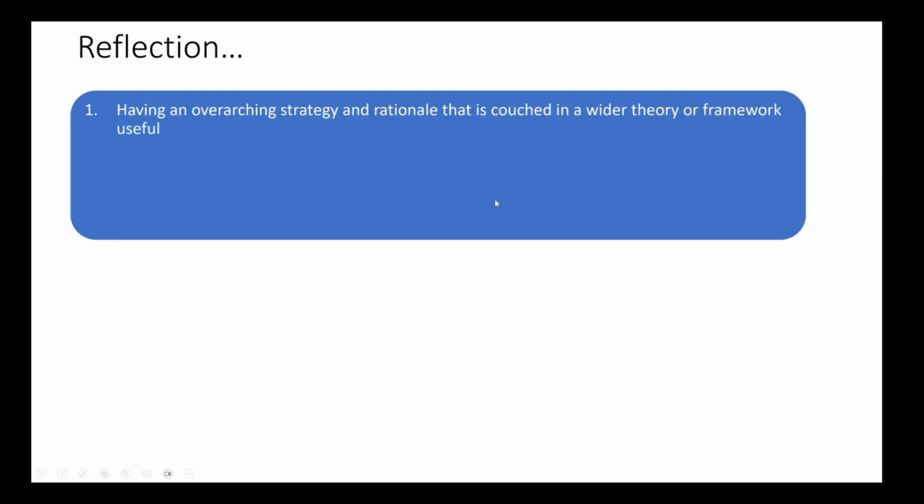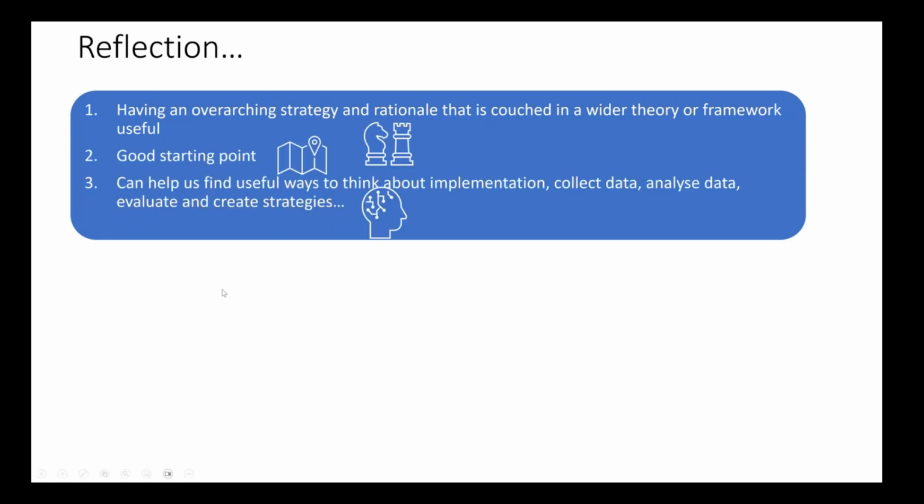So if you're going to do any kind of implementation research, it's very useful to have an overarching strategy and rationale that's couched in a wider theory or framework. There's loads of things like normalization process theory, the TDF. There's even Trish Greenhalgh's work, like the NASSS framework, where you're taking complexity out of the system. These frameworks are really great, and they can help you think about where to start. Think about how you're going to view the implementation, how you're going to collect data, how you're going to analyze the data, how you're going to evaluate. Are you going to create a strategy?